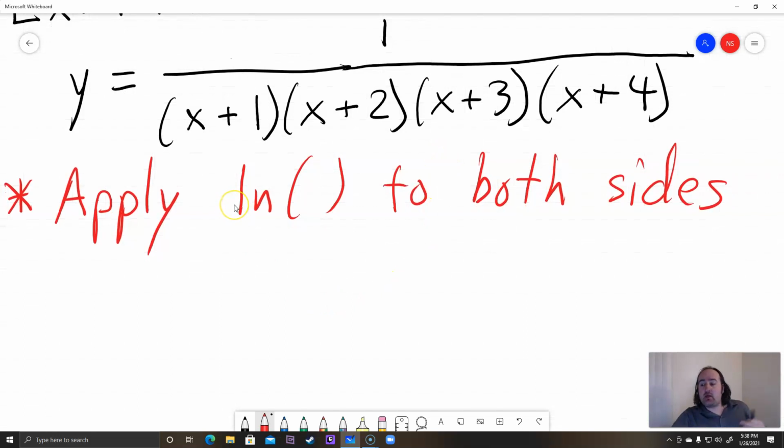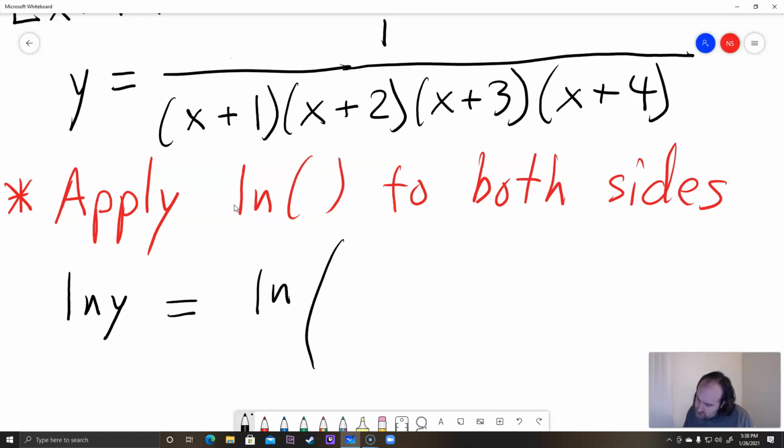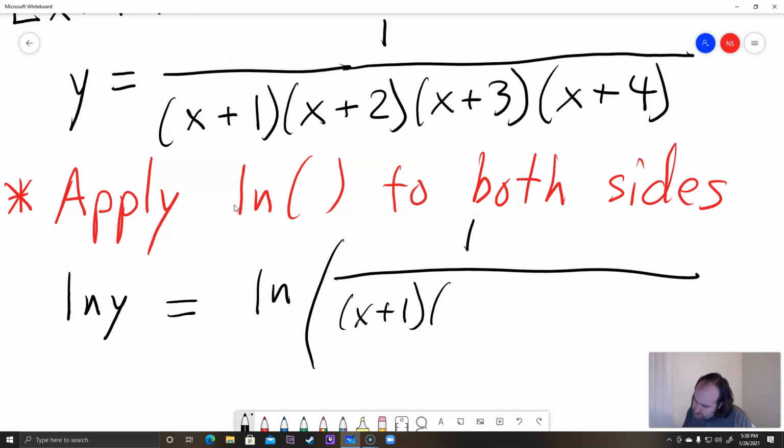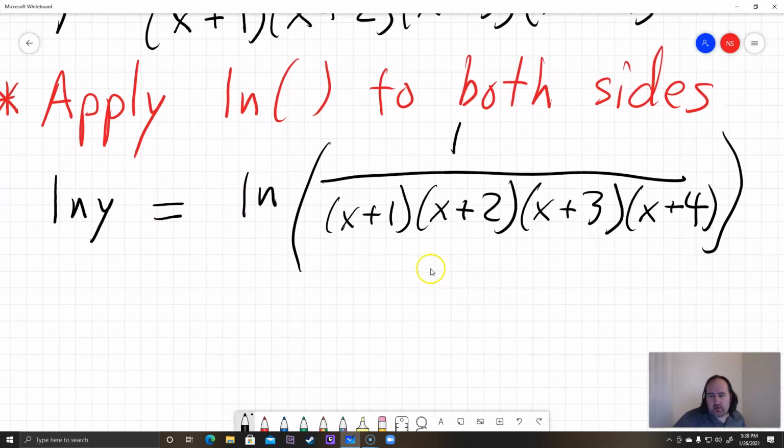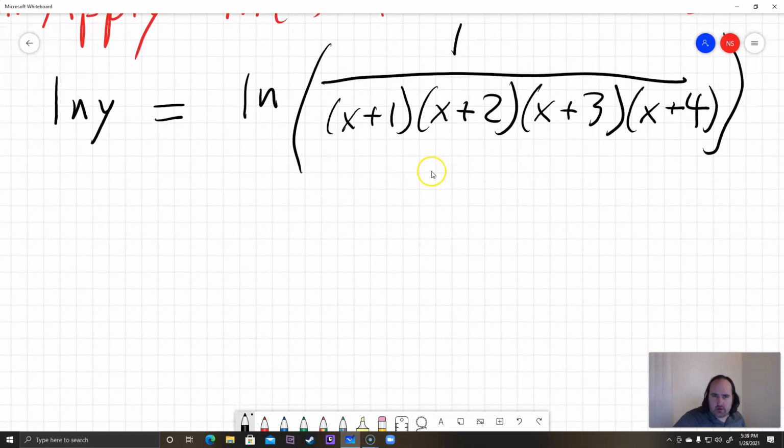So we're going to apply ln to both sides as our first step. So we get ln of y equals ln of the right side, which is 1 over x plus 1 times x plus 2 times x plus 3 times x plus 4. And that's always your first step with logarithmic differentiation, is you apply a natural logarithm to both sides. You could also apply another logarithm, but people usually use natural logarithms.